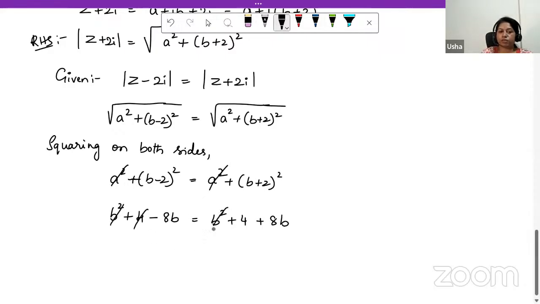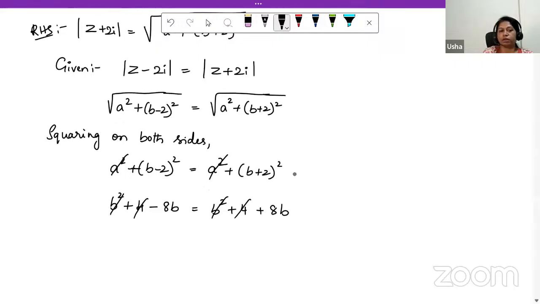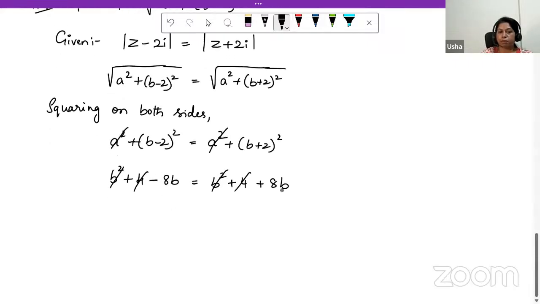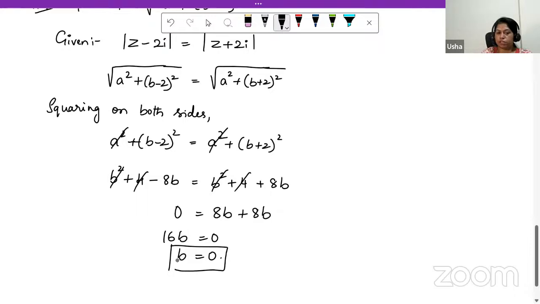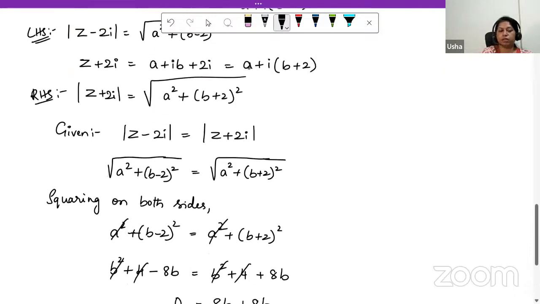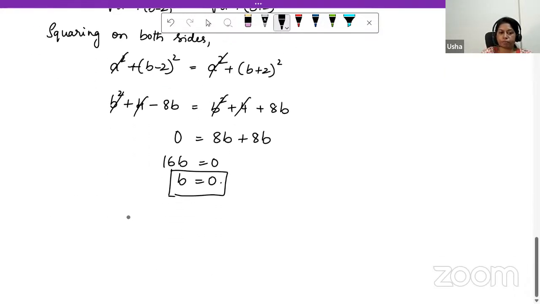Now b square and 4 are common in both the cases, so they will get cancelled. Now minus 8b here, and here I have plus 8b. This minus 8b comes to the right hand side. It becomes plus 8b. Here nothing is left, 0. It means 16b is 0. That is, b is equal to 0. This is what we are supposed to prove, right? So therefore, imaginary part of z equals 0.